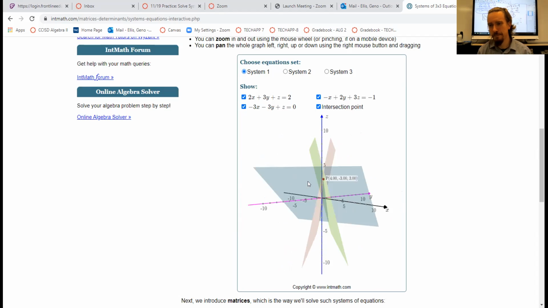Which probably doesn't mean that much to you, but what does mean something to you is that correct answers get you points in your math class. So there you go. Good luck with the rest. Let me know if you need help.